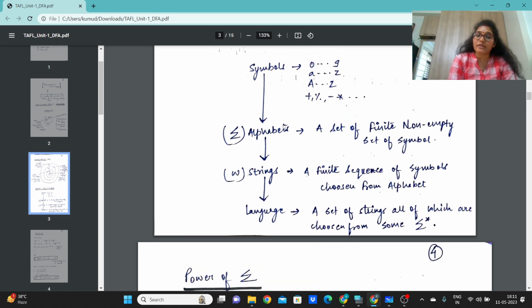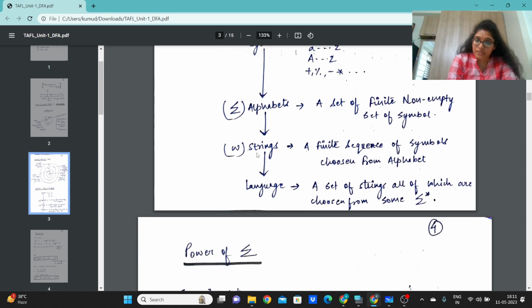So what do we build the alphabet from? We build it from symbols. Okay, what is an alphabet? A finite non-empty set of symbols. So we can take symbols for alphabets; from symbols we build the alphabet.